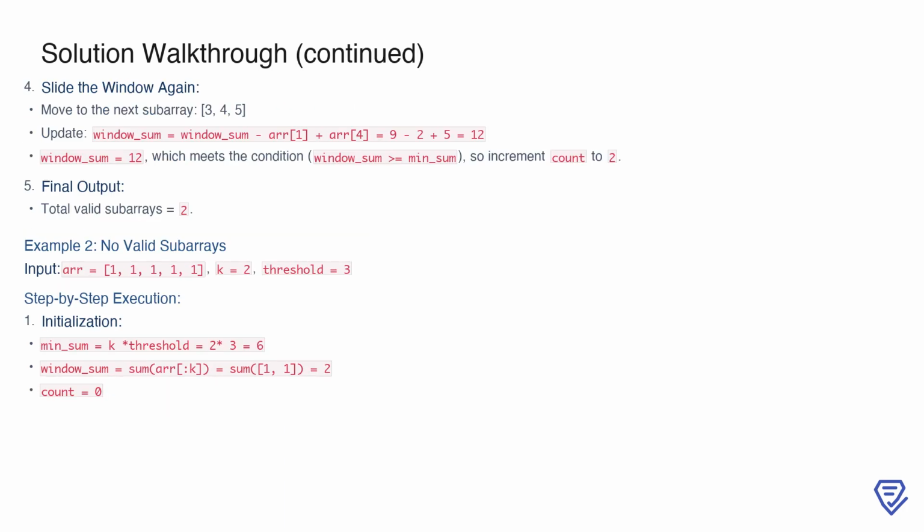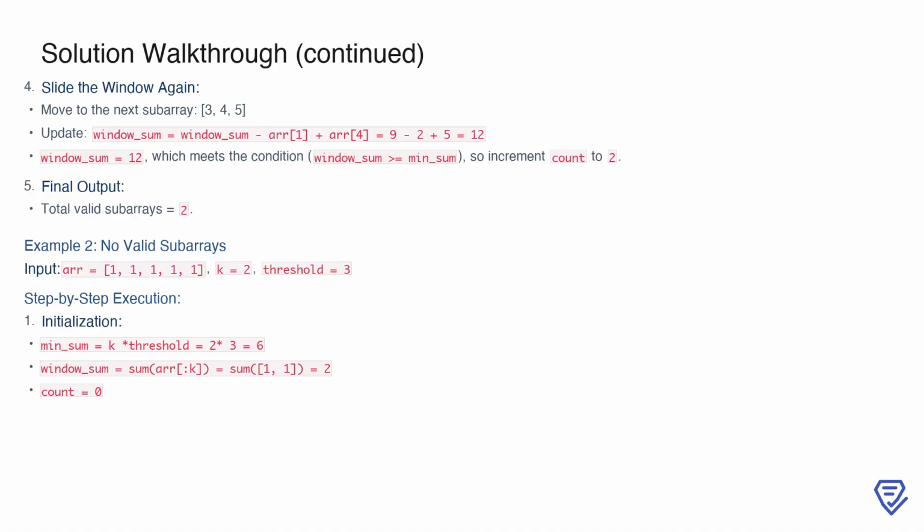Now we slide the window once again to the next subarray, 3, 4, 5. Using the same approach, we subtract the first element of the previous window, which is 2, and add the new element, 5. This gives us an updated window sum of 12. Since 12 is greater than or equal to the minimum sum of 9, we increment the count to 2. At this point, we have reached the end of the array, and the total number of valid subarrays is 2.